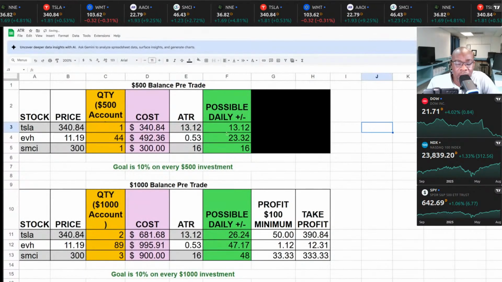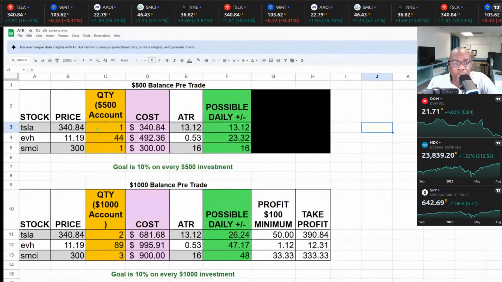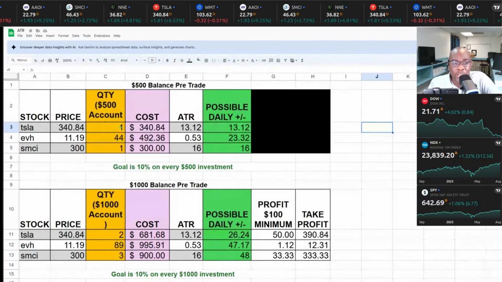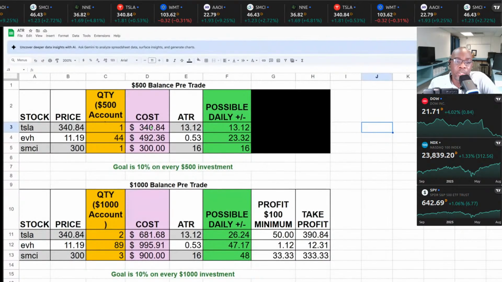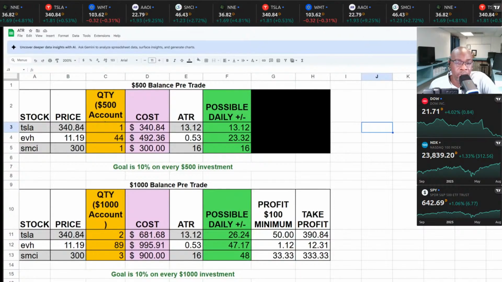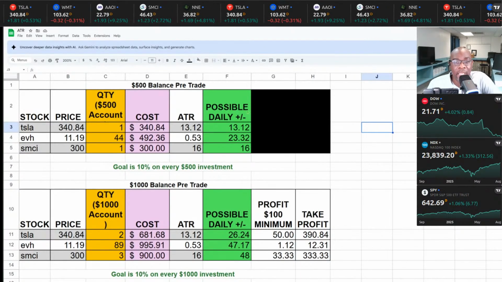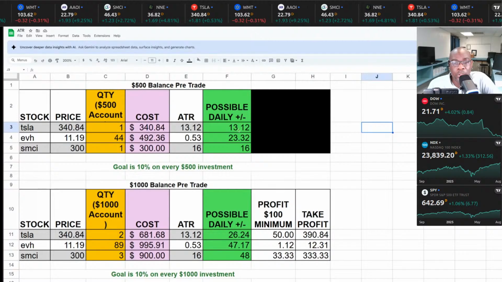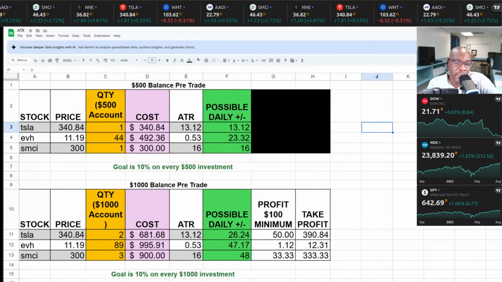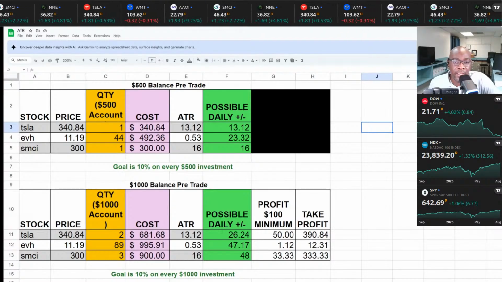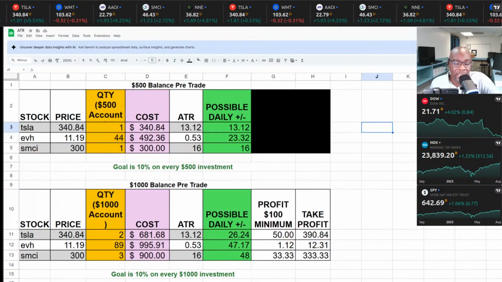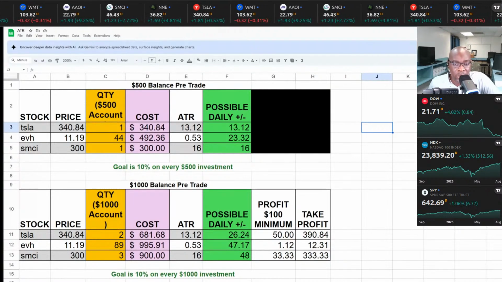So what that basically means is because I have a $500 account, and I want to buy a big name like Tesla, I could buy one share of Tesla with $500. It's going to cost me $340. Tesla stock moves up or down about $13.12 a day. So that means I can possibly make or lose $13.12 on a daily basis if I was to buy a Tesla stock. So if I buy Tesla stock today, I could probably make $13.12 or lose it. That's the average. I can make maybe a little bit more or lose a little bit more, but that's the average, right?